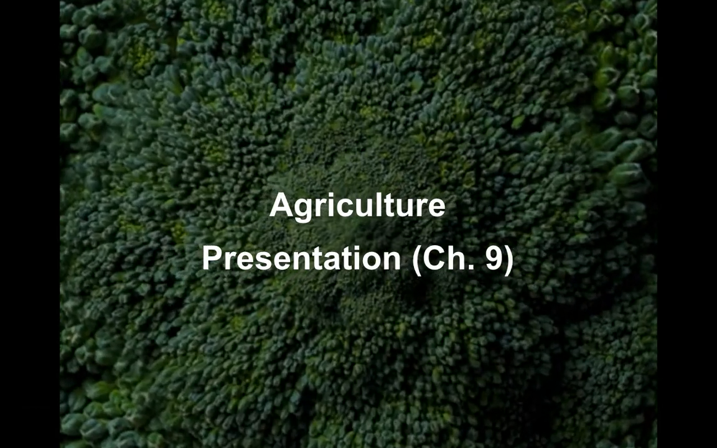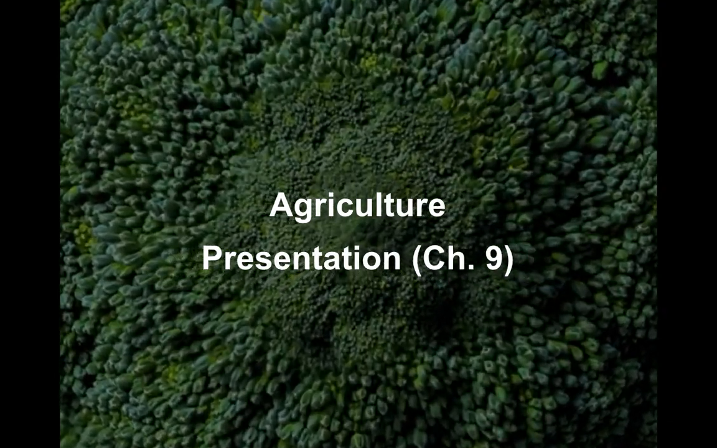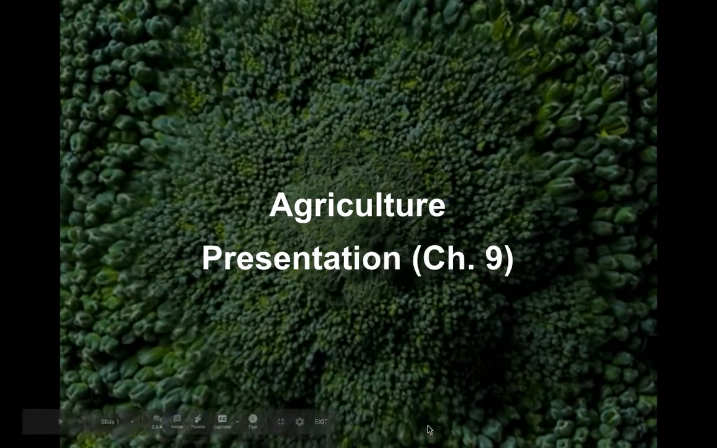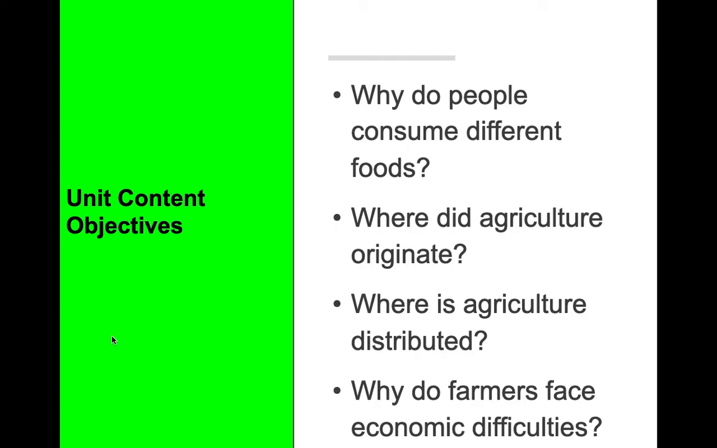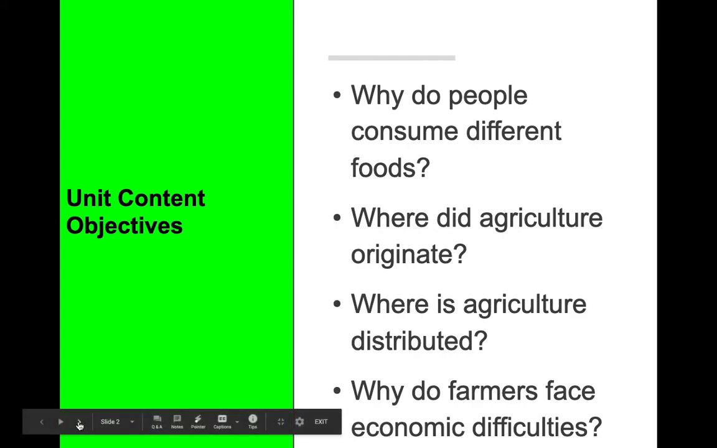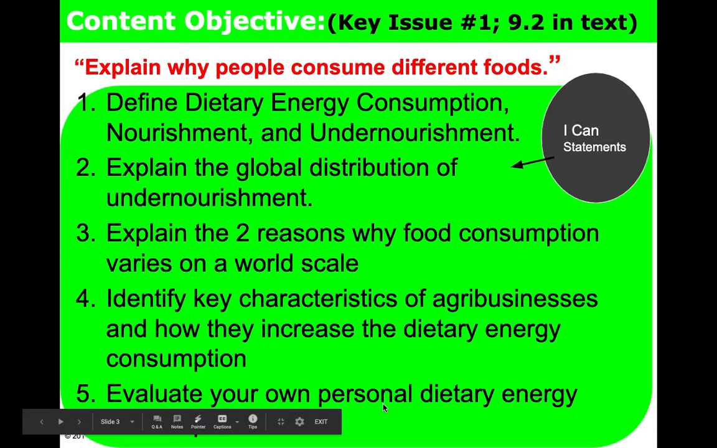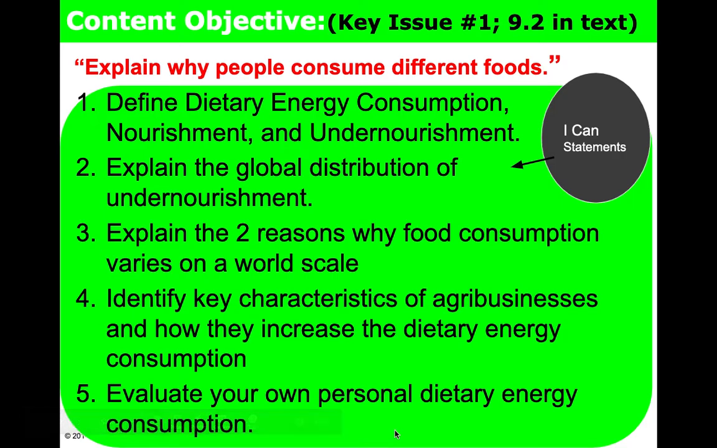Unit 6, Agriculture, Chapter 9 in your textbook. There's the unit objectives, or the unit key issues for this chapter. Your content objective today is explain why people consume different foods.